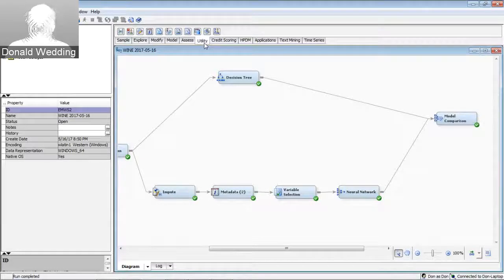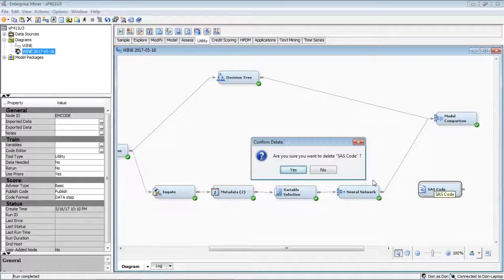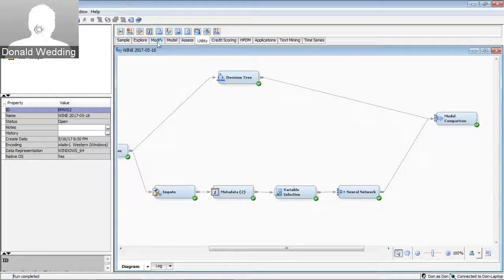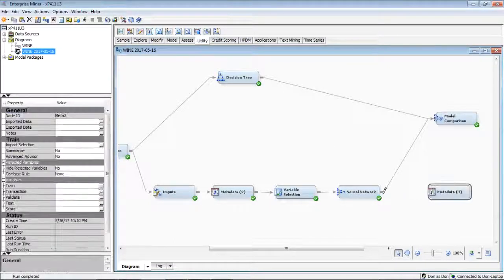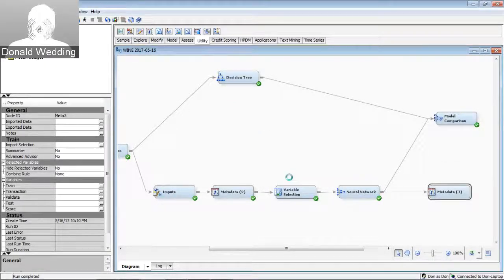Well, I'm going to show you a little trick here. Let's open up the SAS code. Well, actually, let's do this. What we're going to do is grab this metadata node and connect it. Be very careful and watch what I'm doing here. So the neural network has run, and it's got a prediction variable. It's predicting how many cases of wine somebody wants.